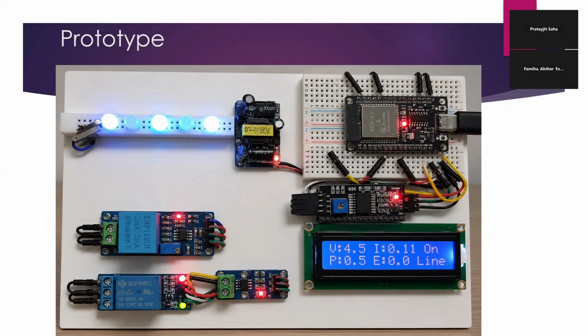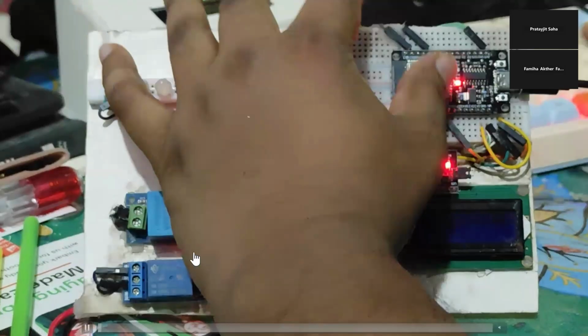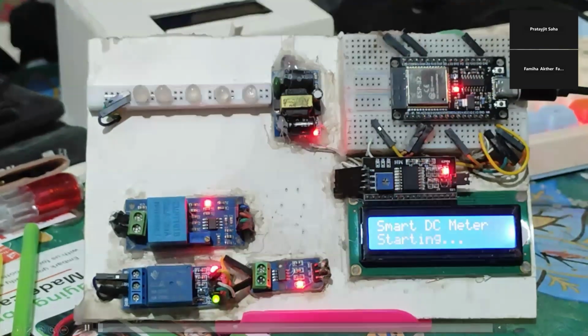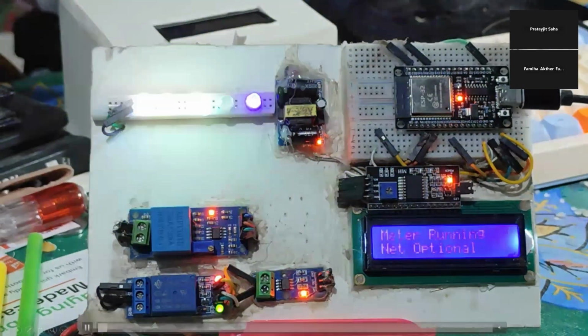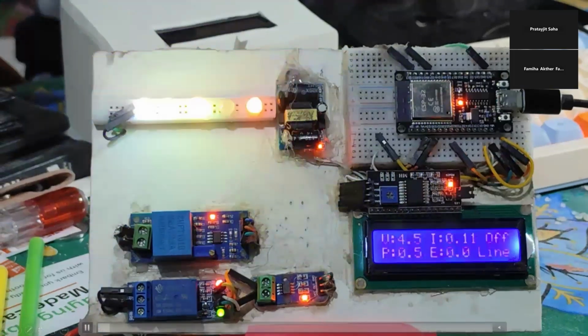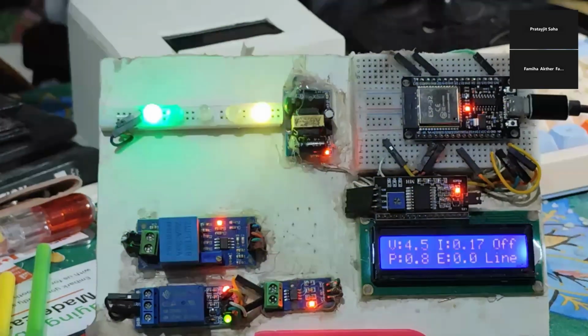When the system is powered on, the ESP32 starts running the code. First, it calibrates the current sensor, then the relay turns on and the LED load starts glowing. For example, the LCD shows voltage as 4.5 volts. It also shows current, power, energy, and online status.